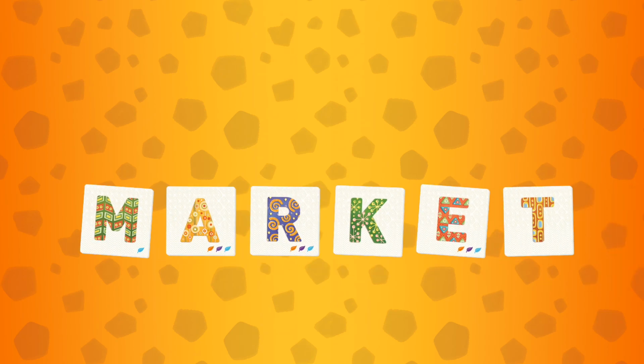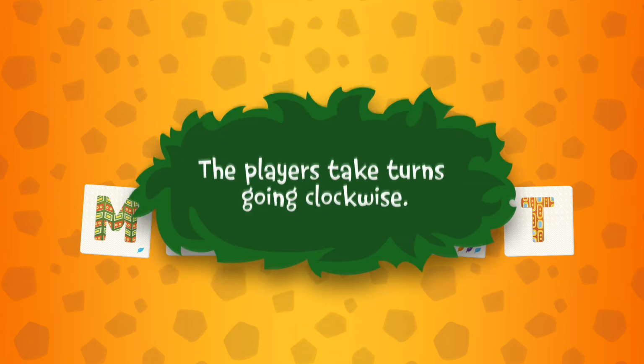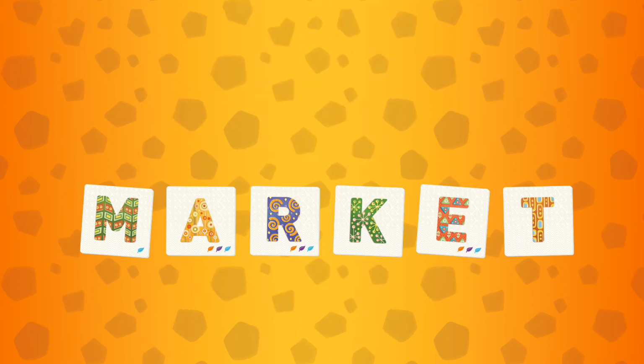Players select any word made up of 5 to 7 letters and set it out on a table with letter cards. We'll use the word market as an example. The other cards are shuffled and each player is dealt 5 cards. The players take turns going clockwise. In their turn, the player can add to the word one letter so that a new word, a common noun in its singular form, is formed.